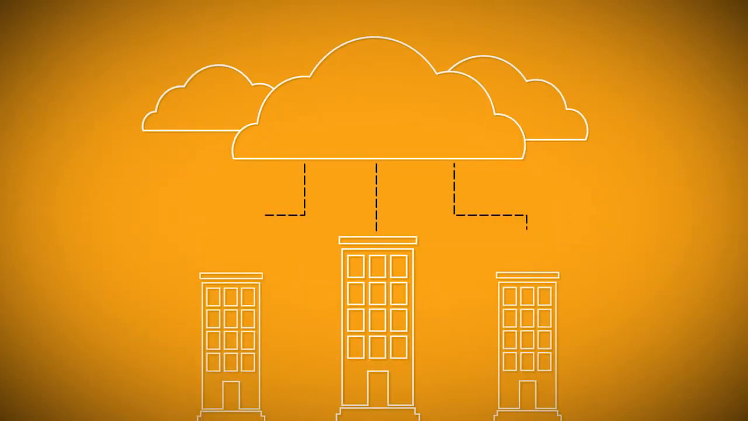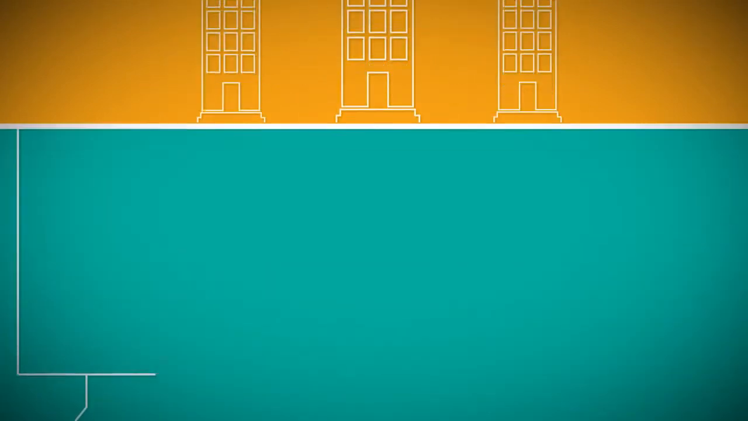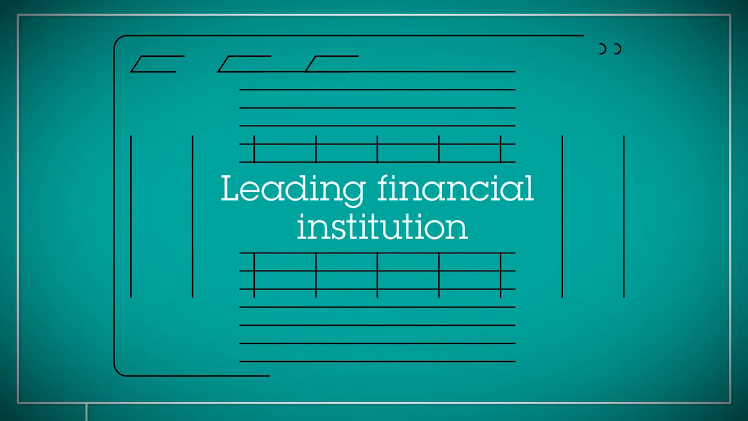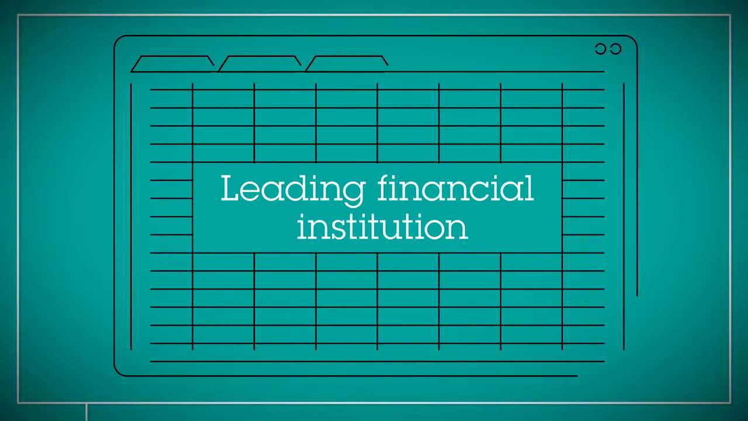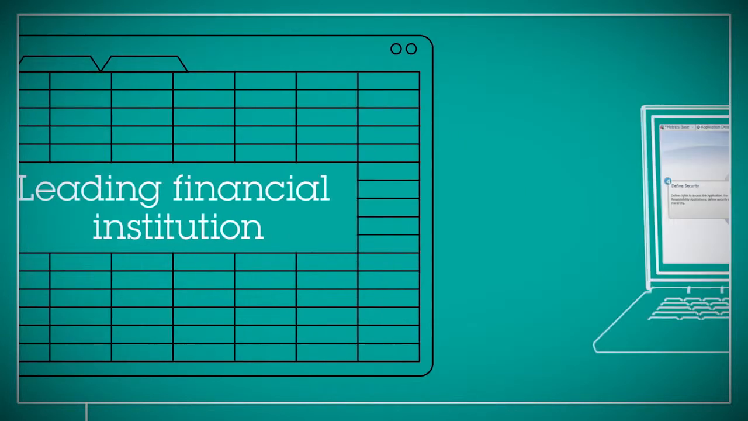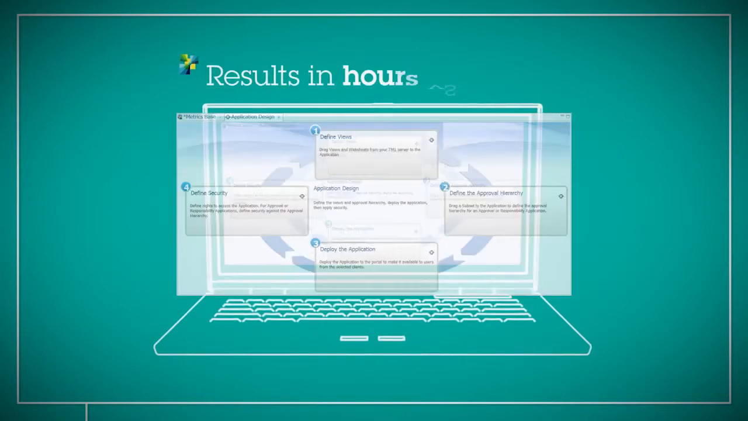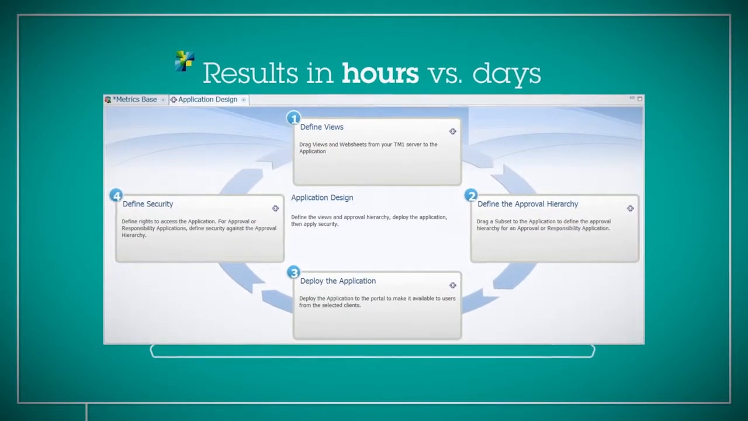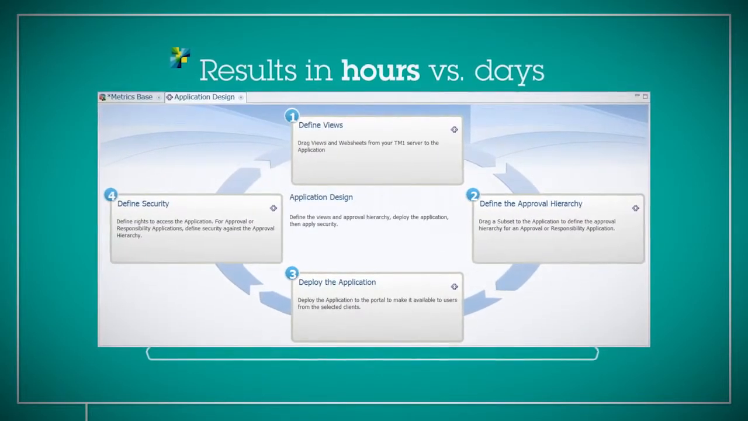requirements across organizations. Using the updated Cognos TM1 solution, a leading financial institution was able to replace their time-consuming spreadsheet-based planning with a centralized solution that provided results in hours instead of days and boosted their overall business agility.